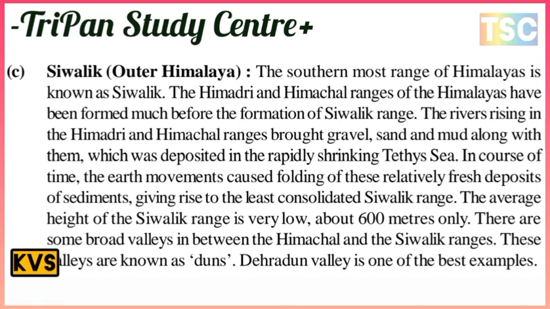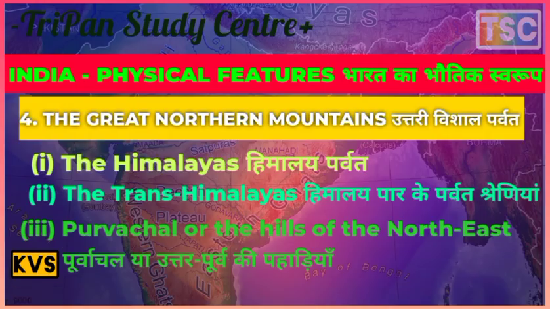In the course of time, earth movements caused the folding of this relatively fresh deposit of sediment, giving rise to the Sivalik range. The average height of the Sivalik range is very low, only about 600 meters. And there are some broad valleys between the Himachal and Sivalik ranges, and these valleys are known as the Dun. Dehradun is one of the best examples here.